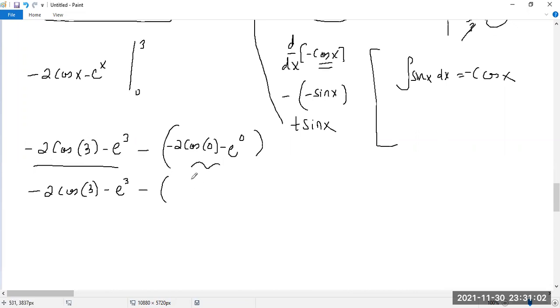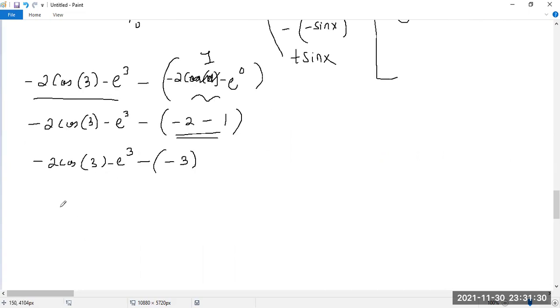But this portion, right? Cosine of 0 is 1, so we can sort of blacken that out here. So we have -2 times 1, which is -2, minus e to the 0. E to the 0 is 1. Anything to the 0 is 1. And so we have -2 cosine of 3 minus e to the third plus 2. Or actually not plus 2, but first let's solve what we have in here. What we have in here is -2 minus 1, which is -3. So we have -2 cosine of 3 minus e to the third plus 3.